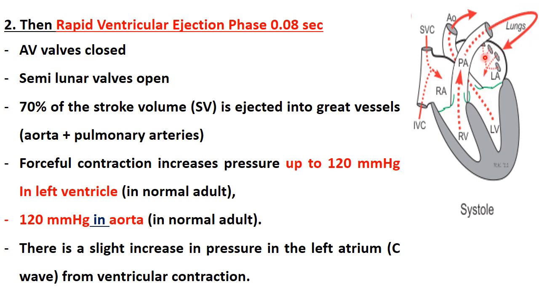The AV valves are closed. The blood is coming to the left atrium from the pulmonary veins and into the right atrium from the vena cava, and because of that the pressures in the atrium are slightly rising during this 0.08 seconds, but this 4 mm of mercury or slight rise in the atrial pressure is not sufficient to open the valves because at this moment the ventricular pressures are 120 mm of mercury in the left ventricle.